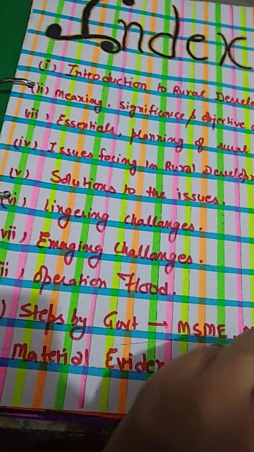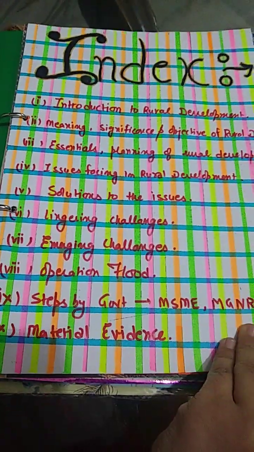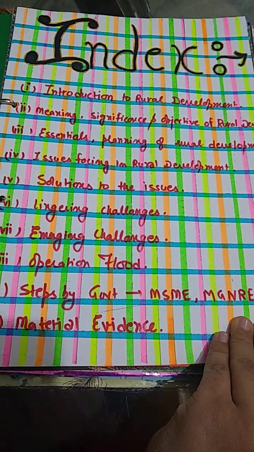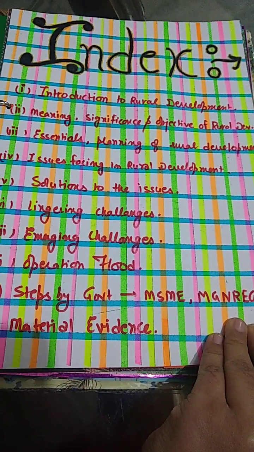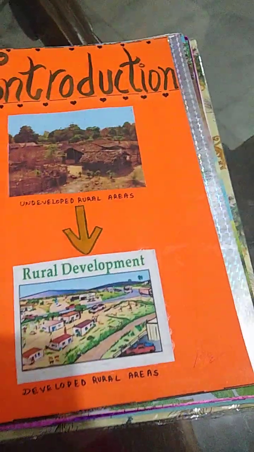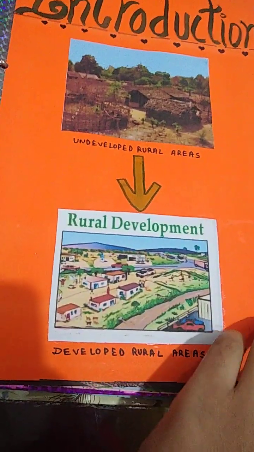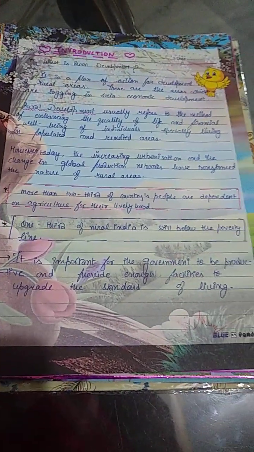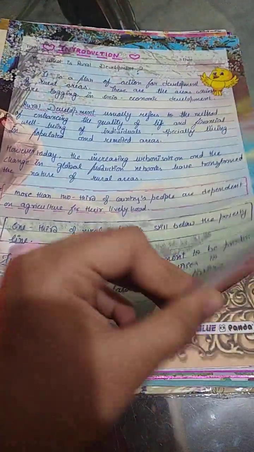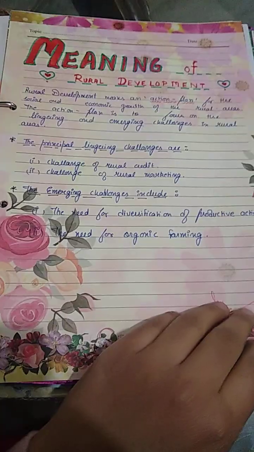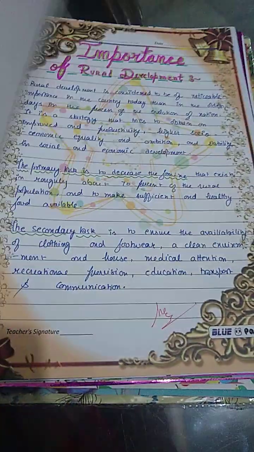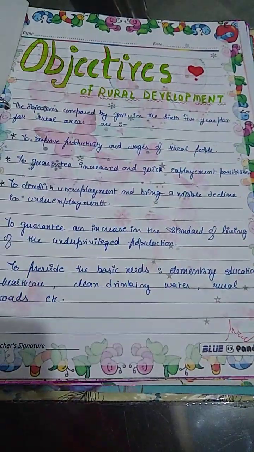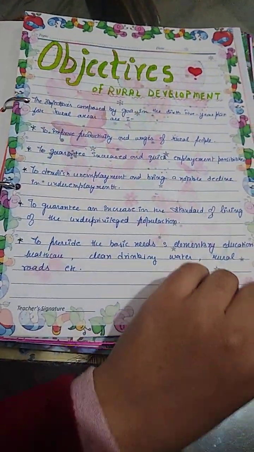It's the index, so you can look at this. It contains meaning, significance, introduction, issues, essentials, planning, etc. Then the introduction to rural development, then the meaning of rural development, the importance of rural development, and the objectives of rural development.